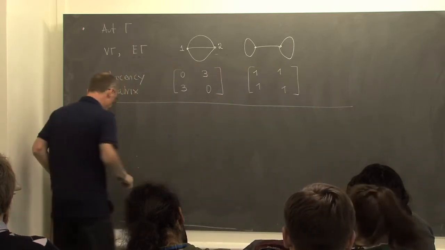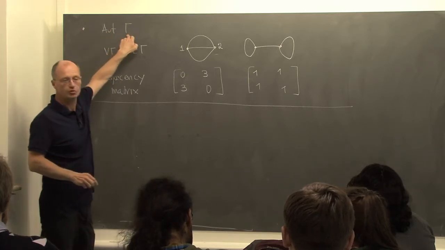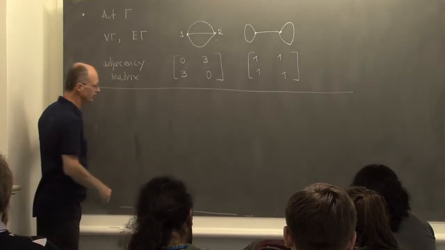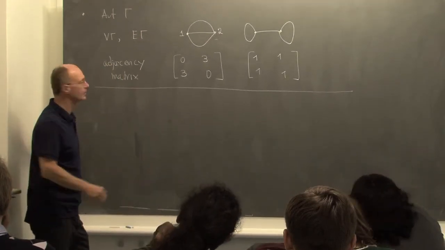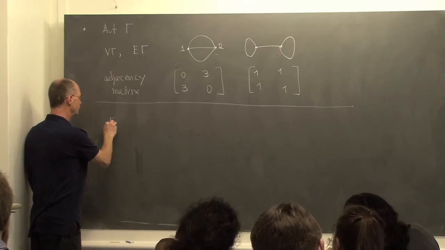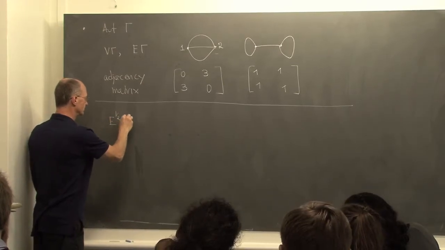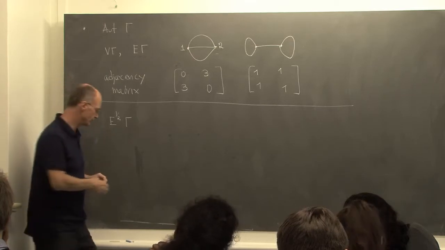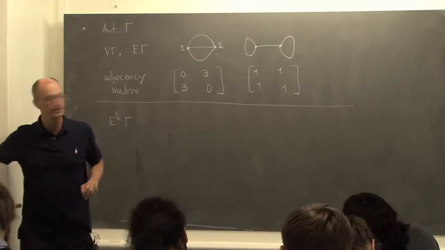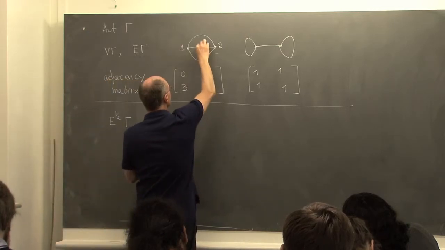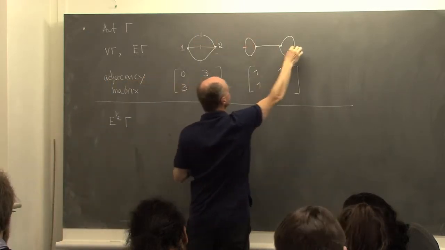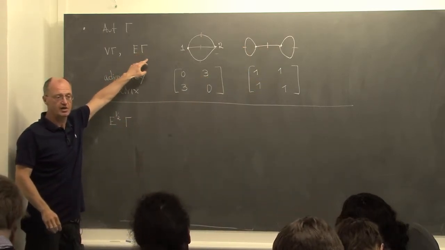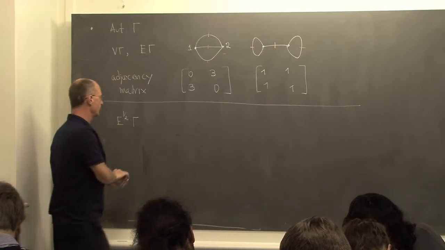Now, what's the definition of automorphisms of gamma? Let me define it in the following funny way. Let me introduce one more set, E1 half gamma. This will be the set of half edges of gamma. So I split every edge into two halves, and I obtain a bigger set, exactly twice bigger than E gamma.